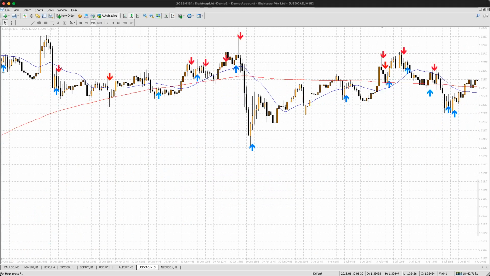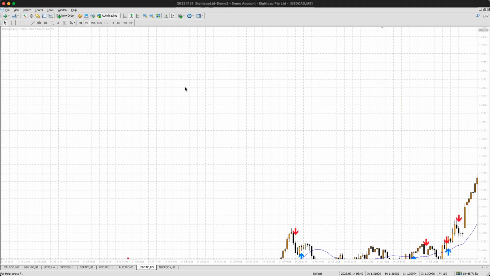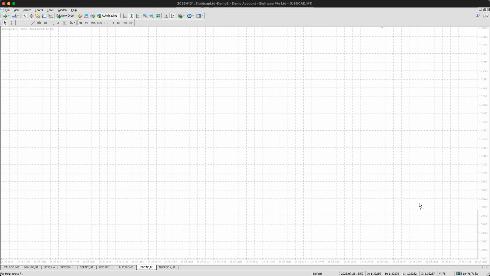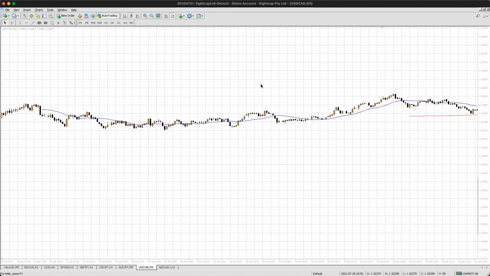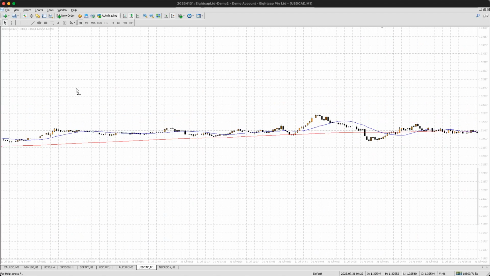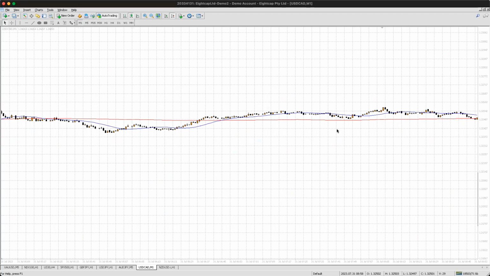Okay, let's go to a lower time frame. Let's go now to 5 minutes. Let's go all the way to the 1 minute. I haven't tested it out on the 1 minute, to be honest. I don't think we can get signals on the 1 minute. Now it's actually not giving any on the 1 minute.